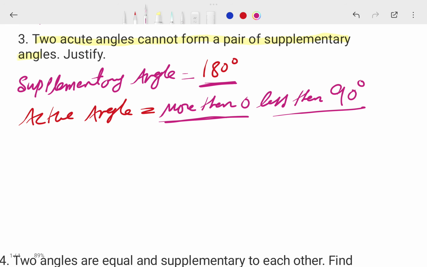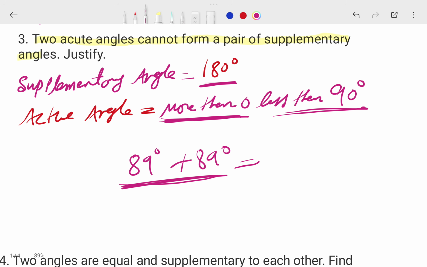180 and the acute angle will be more than 0 and less than 90. Let's suppose the largest is 89. This is 89 plus 89. Sorry, these are the two acute angles, both are acute, because acute angles are more than 0 and less than 90. So this is two acute angles, 89, 89. If you add, how much is it going to be? 178 only. If you think 90, 90, then 90, 90 is not acute.